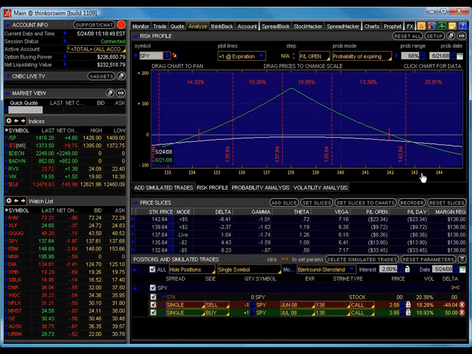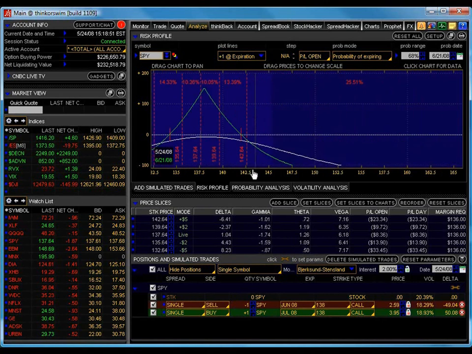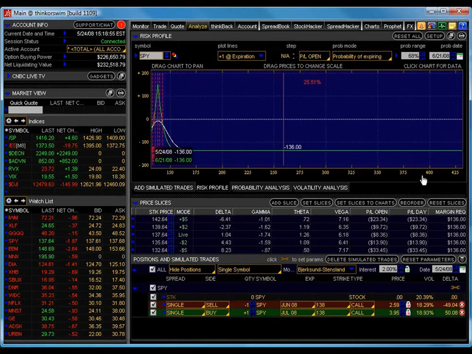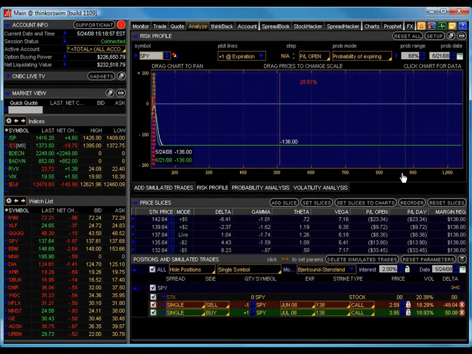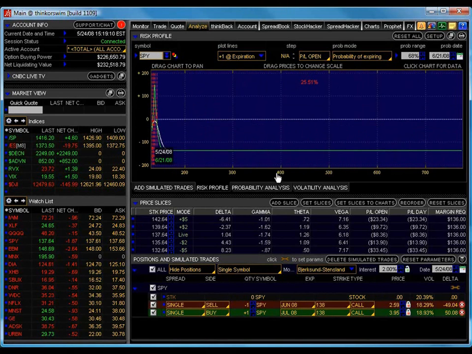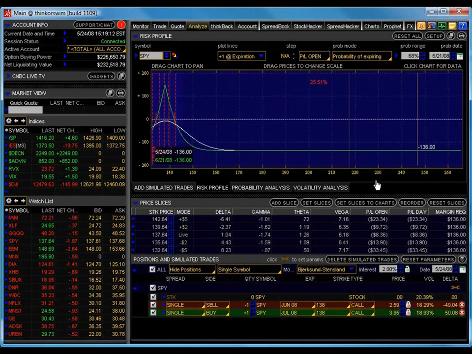However, unlike the naked call, we also have limited risk to the downside. If the stock had gone up to 1,000, like we had in our previous example, the very most you could lose on a calendar spread, on this particular calendar spread, is $136. And I'll show you why it's only $136 in just a minute.